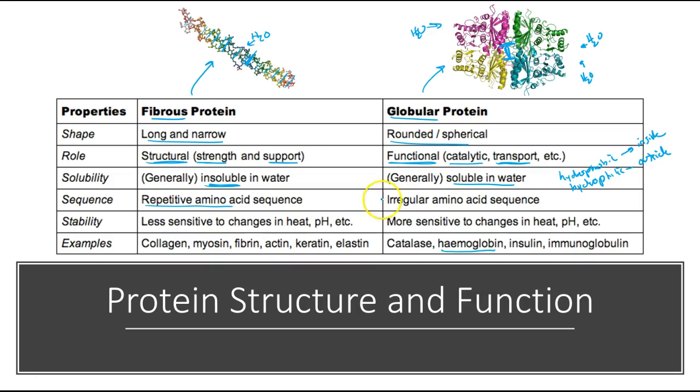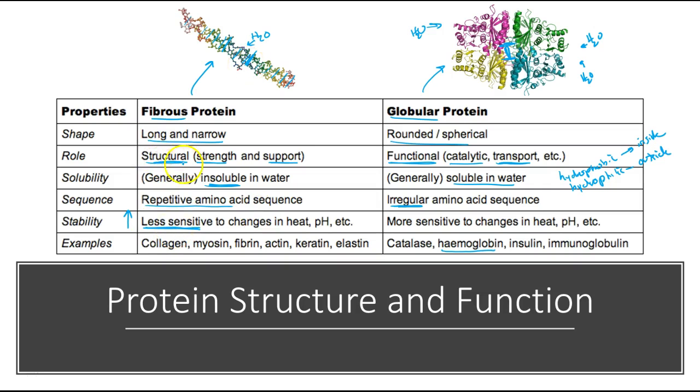Globular proteins are going to have repetitive amino acid sequences too, but they are more irregular because there are more complex disulfide bridges, disulfide bonds, salt bridges, stuff like that, that are going to impact the structure and ultimately impact the function of that protein. Stability: fibrous proteins are less sensitive and therefore more stable. So I'm going to put an up arrow. These are more stable. They are less sensitive to changes of heat, pH, salt, water concentration, stuff like that. Things that deviate from the norm, these remain more stable.